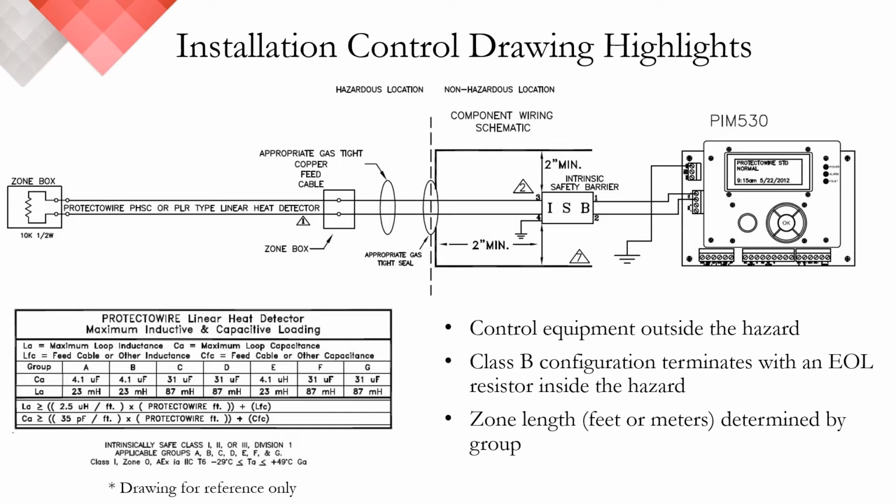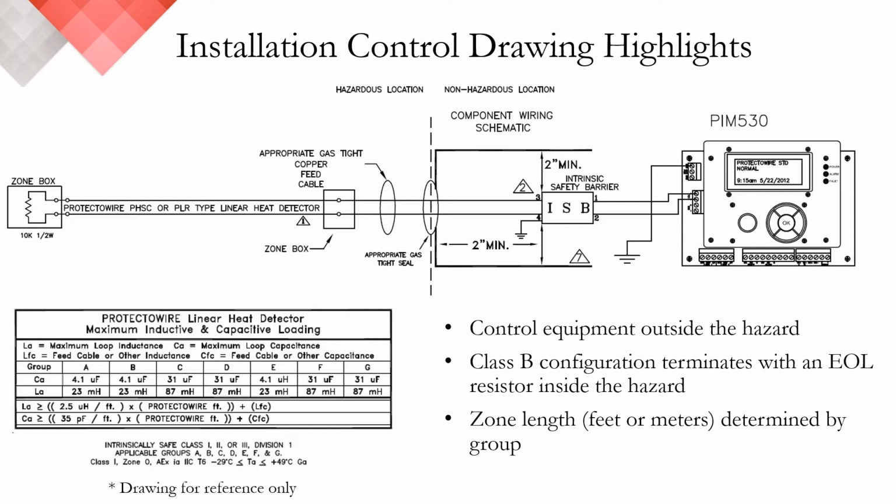And it makes sense, right? Because the Protectowire control equipment is housing the intrinsically safe barrier. So you want to make sure that all of that's in place and working before you enter into the hazardous location. Note the transition into the classified hazard. The installer would be responsible for the appropriate gas-tight feed cable and seals running in conduit to the first zone box, where then you would transition to the Protectowire linear heat detector.